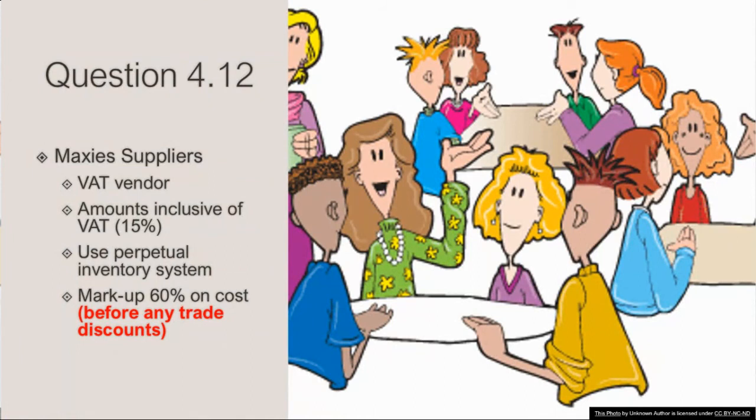But why is it important that they tell us before trading discounts? When we do the question, you'll see suppliers have provided us with discounts. If you take the discount into consideration, you'll get to a different amount. So that's why they clearly state it's before trade discounts, that you work it out before you take the discount into consideration. Otherwise, you will work out the incorrect value.